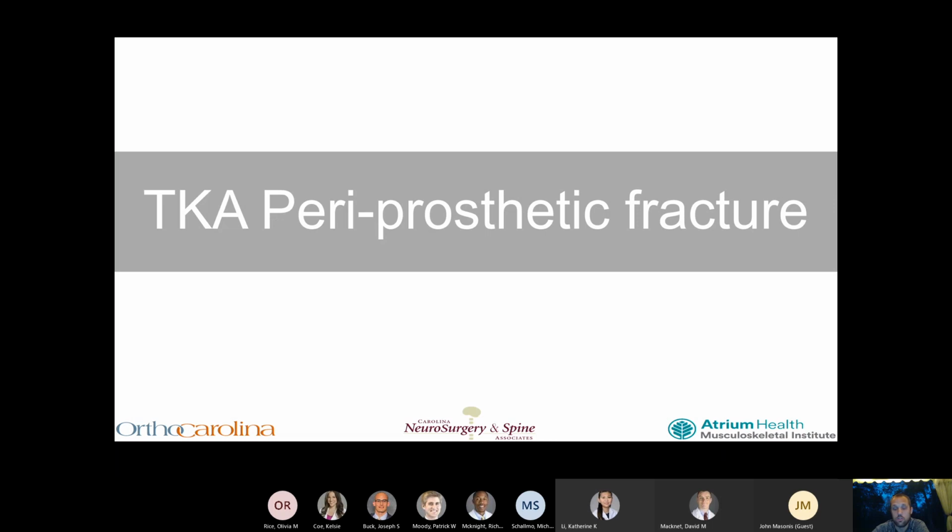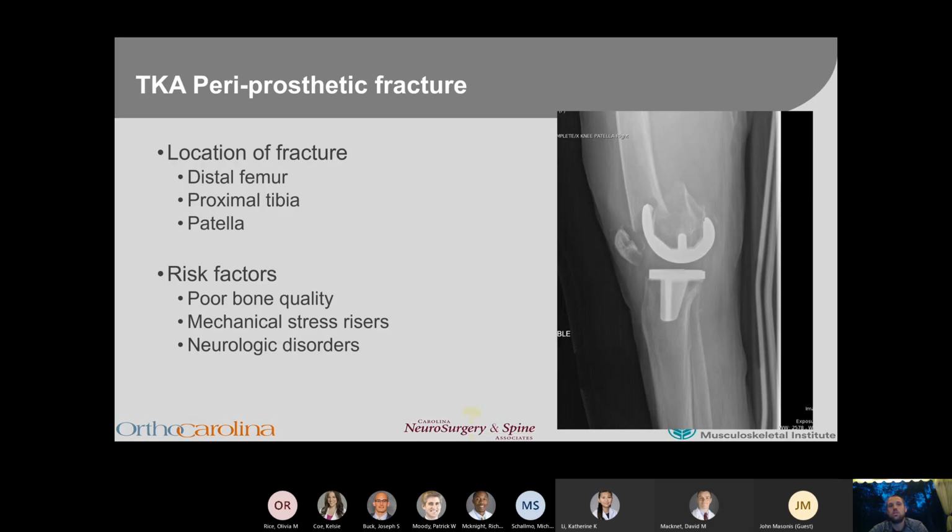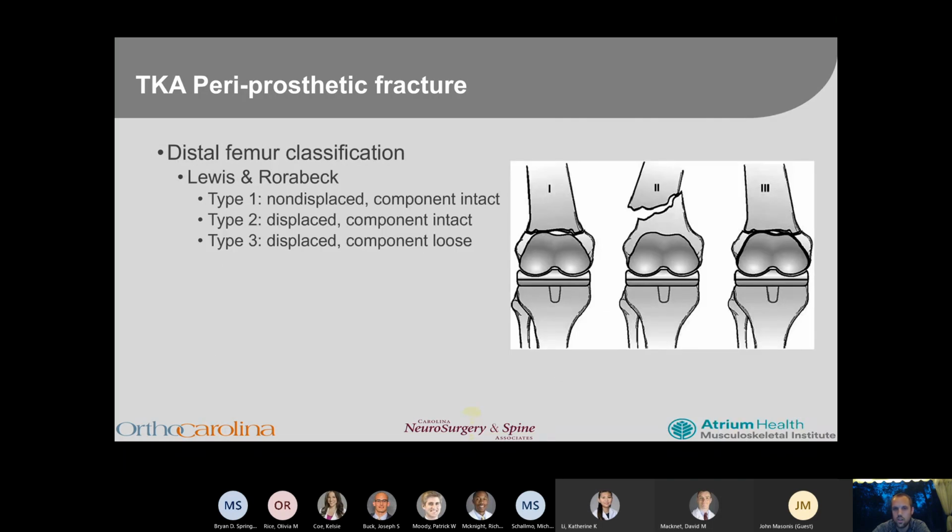When it comes to periprosthetic fracture, we'll go through all three here: distal femur, proximal tibia, and patella. Obviously, you can see there some of the intuitive risk factors for development of a periprosthetic fracture around the knee. Here's a classification system, the Lewis and Rorabeck classification. I have not seen this tested, but it is out there, based on whether or not the component is intact and whether or not the fracture is displaced.